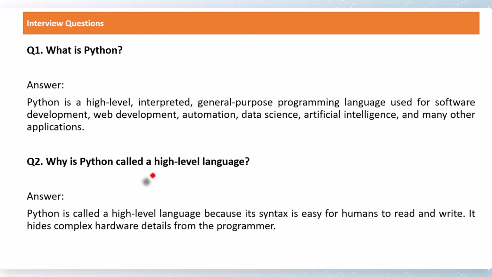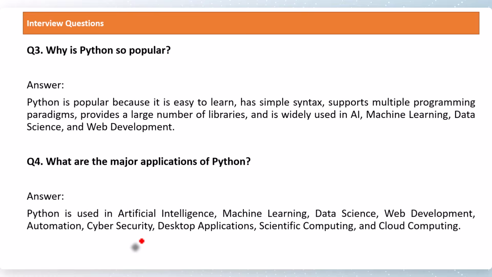So, why is Python called a high level programming language? Python is called a high level language because its syntax is easy for humans to read and write. Even this question can be applicable for other high level languages also, because it is easy for humans to read and write. That's why it is a high level language. It hides the complex hardware details from the programmer. That is the reason it is a high level programming language.